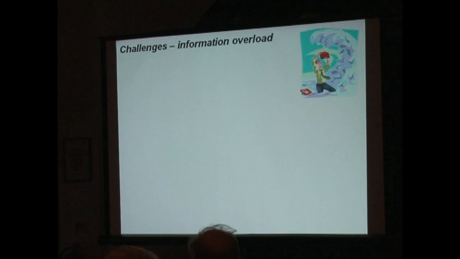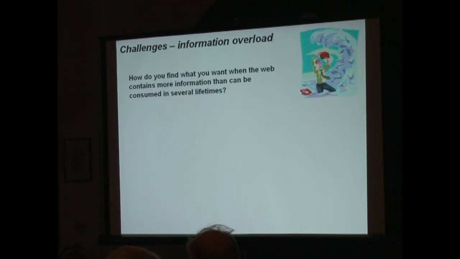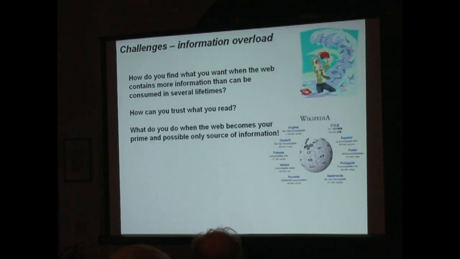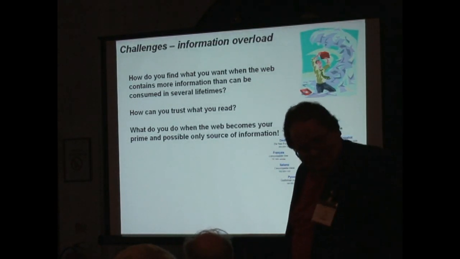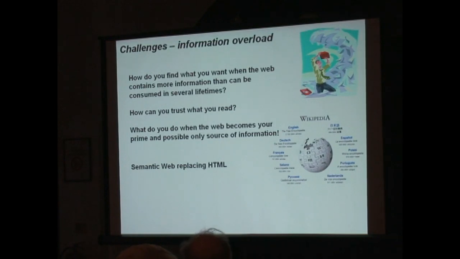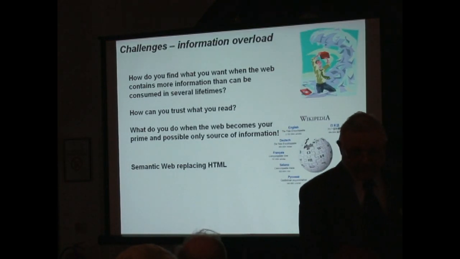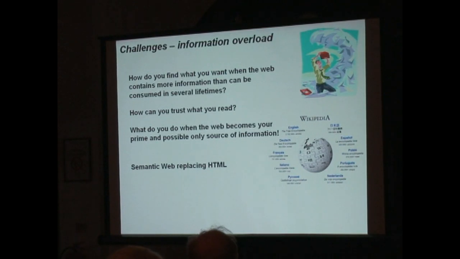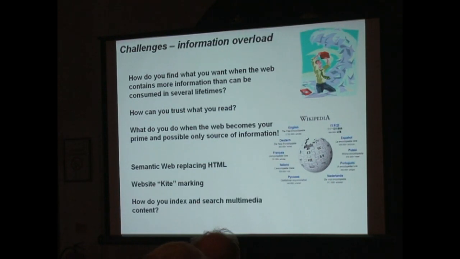But more seriously, are there challenges using this network that history has allowed us to develop? How do we find what we want when the web contains more information than can be consumed in several lifetimes? How can we trust what we read? What do we do when the web becomes possibly our only source of information? Well, Tim and the colleagues at Southampton and others are doing a lot of work on the semantic web to replace HTML. Others are looking at website kite marking to improve the quality.